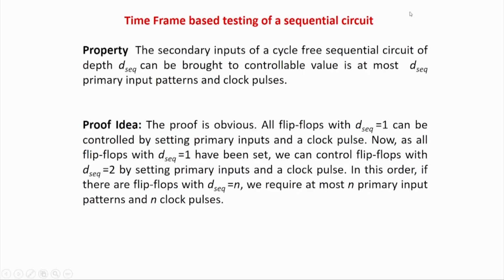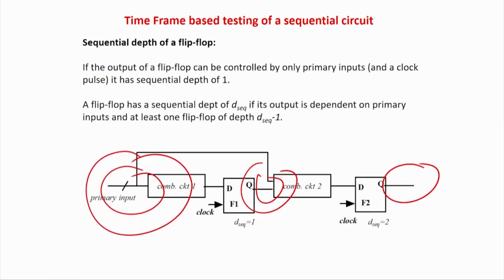So there is a property which says that the secondary inputs of a cycle free sequential circuit of depth D sequence, where secondary input means the output of the flip flops, basically something like that. Secondary input means the output is actually feeding the combinational circuit. So sometimes people call it secondary inputs. The outputs of the flip flops are called secondary inputs.